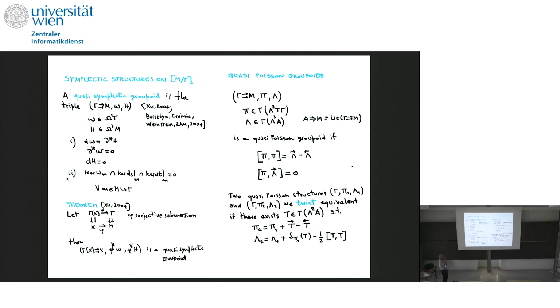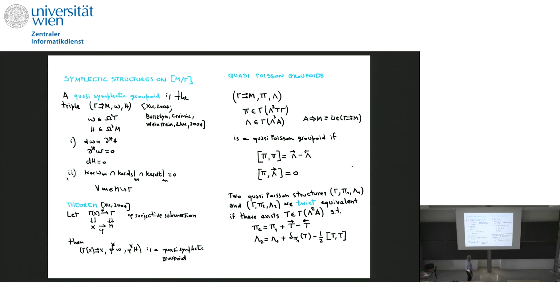Okay, so what we want to do is to prove the same for the Poisson case, okay? And then, first of all, what is the Poisson case? Okay, so I introduce the notion first and then discuss the properties. So this is the definition of quasi-Poisson groupoid. So what is a quasi-Poisson groupoid? A quasi-Poisson groupoid is a Lie groupoid gamma over M, pi is a bivector field on the space of arrows, and lambda is something down, which is a section of wedge 3 of the algebroid. Okay, I denote with A the Lie algebroid of gamma.